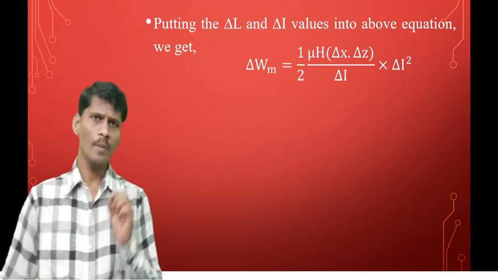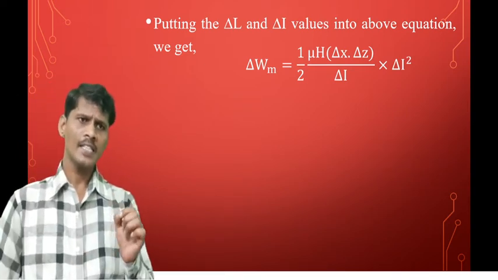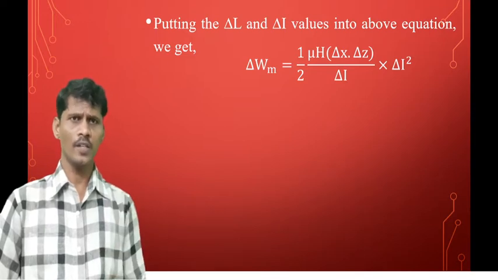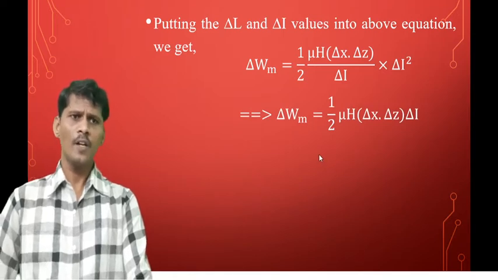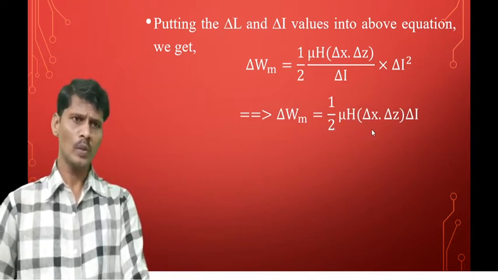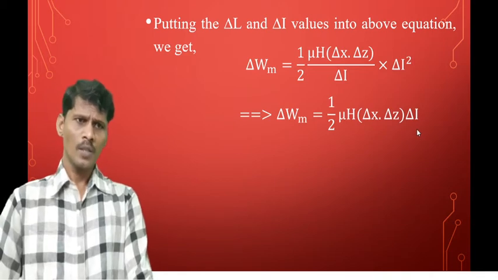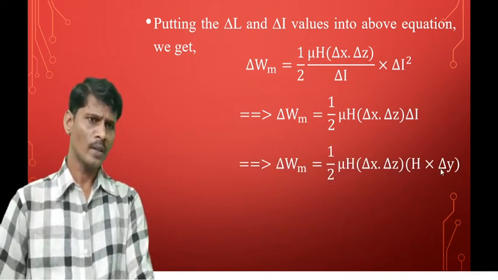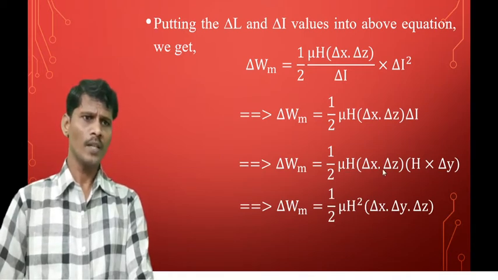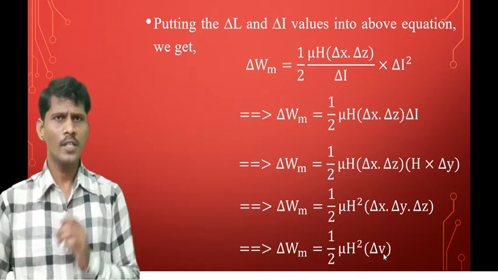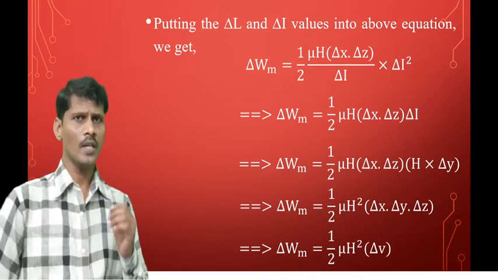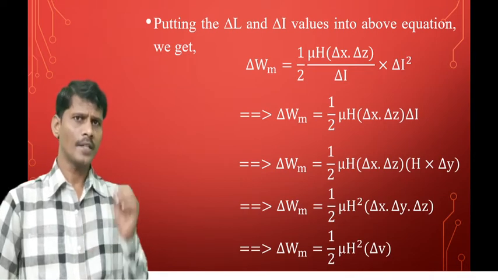Wm equal to 1/2 into mu H delta x delta z by delta I into delta I squared. In the numerator and denominator one delta I is cancelled, we get delta Wm equal to 1/2 mu H into delta x into delta z, and substituting the delta I value H into delta y, that is equal to 1/2 mu H into H squared delta x into delta z into delta y, so that is equal to 1/2 mu H squared into delta v, where delta v is the differential volume, where the differential volume delta v is equal to delta x into delta y into delta z.